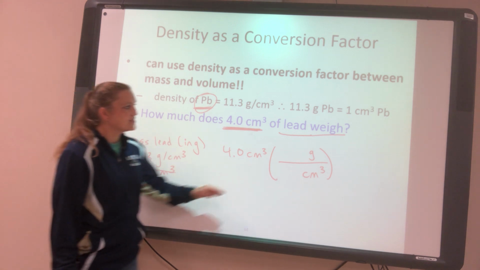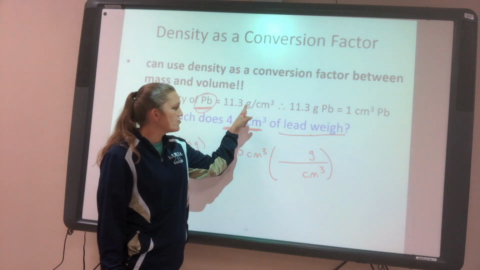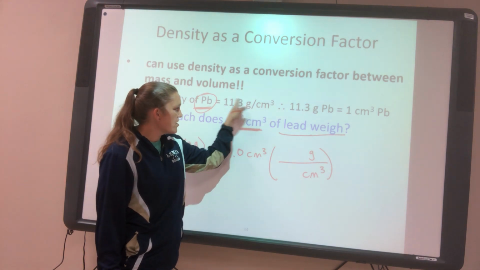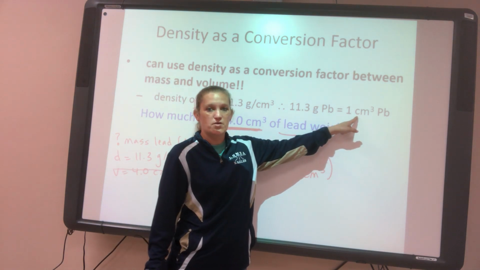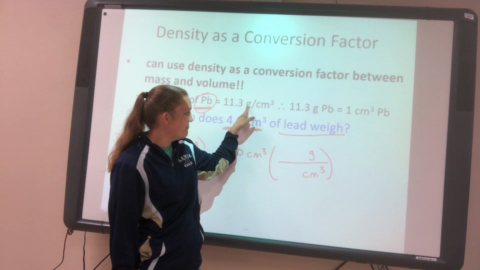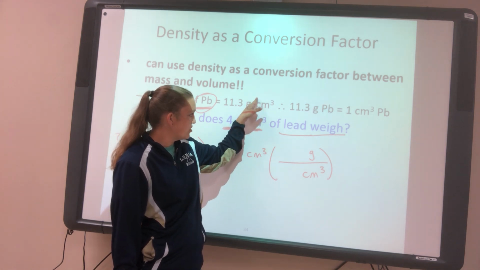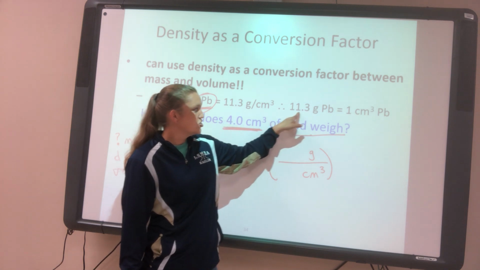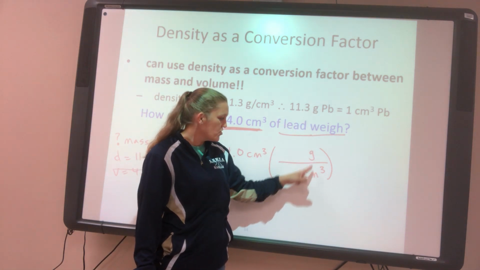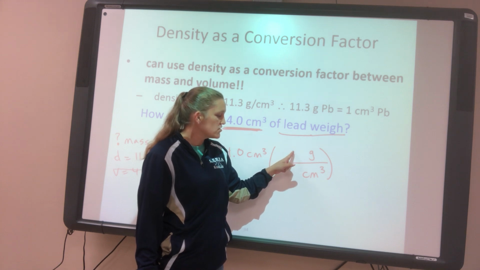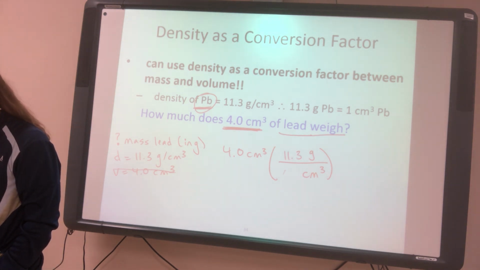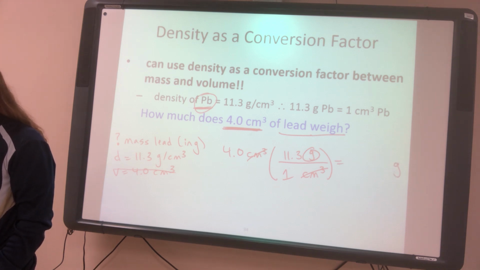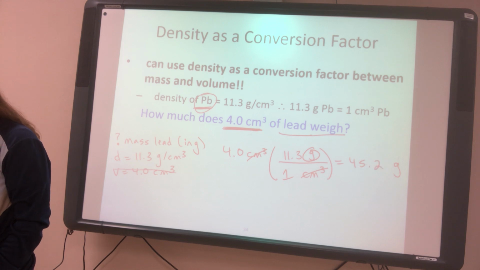Another way that you can look at this is, instead of saying 11.3 grams per centimeters cubed, you could think about this as saying 11.3 grams is equal to 1 centimeters cubed. So whatever this number is, it goes with the gram, and then that's equal to a 1 here, centimeters cubed. So my 11.3 has to go with the gram. I look where the gram is. It's on top, so the 11.3 goes on top, the 1 goes on bottom. Centimeters cubed cancel. I'm left with grams, which is what I was trying to go to. I do the math, and I get 45.2 grams.